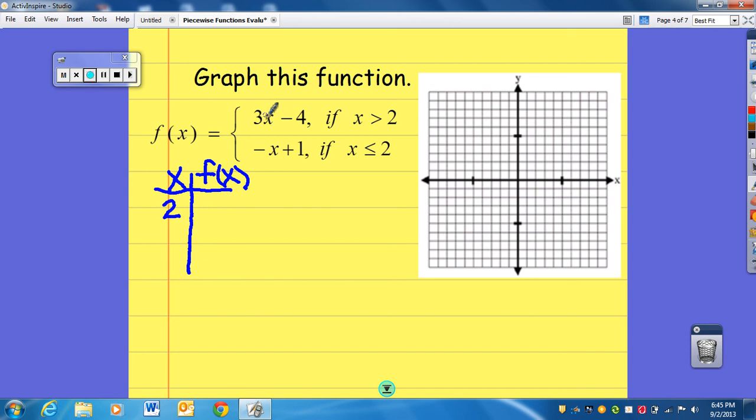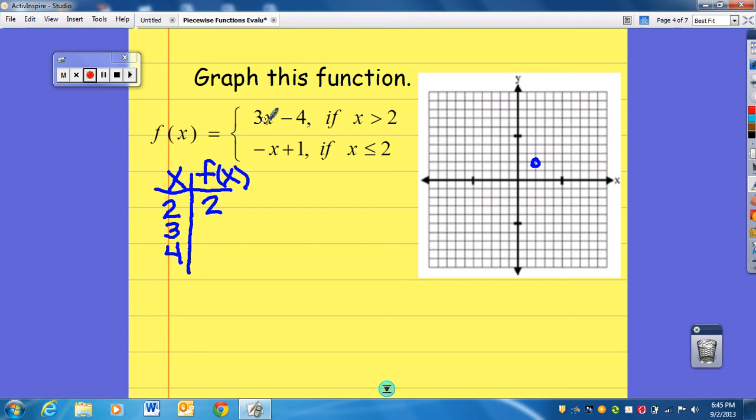So if I plug 2 into the equation, 3 times 2 is 6, and 6 minus 4 is 2. So x is not equal to 2, but at the point (2, 2), I want to make an open circle to show that that's the beginning part of my piecewise function. Now I'm going to make a couple values that are larger than 2. So let's say I use 3 and 4. I'm going to take the number 3, and plug it into my equation.